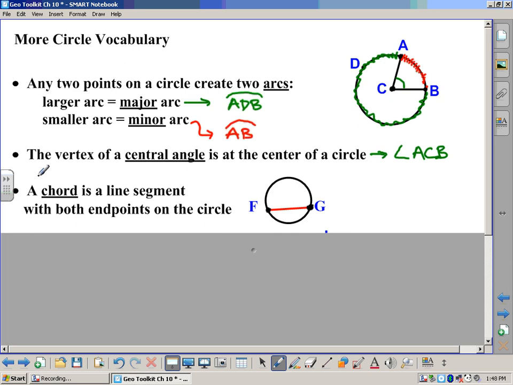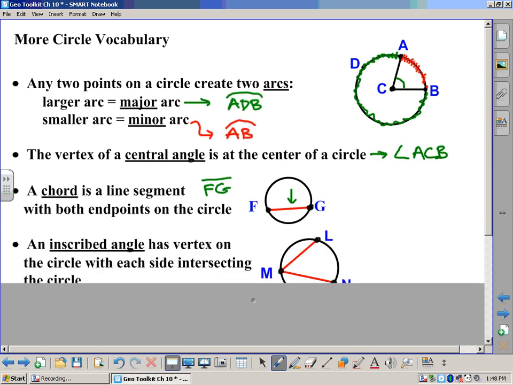Next up, we have the idea of what's called a chord. And a chord is, as it says here, a line segment where both endpoints are on the circle. So you can see F and G, the endpoints are actually on the circle itself, and there's our line segment. So this is the chord right here, and we would call this chord FG with the line segment symbol above it that we've used in the past.